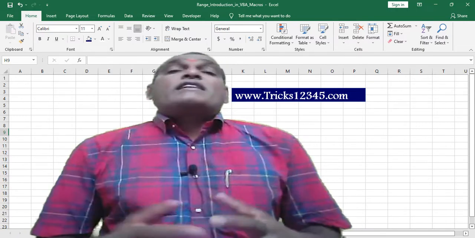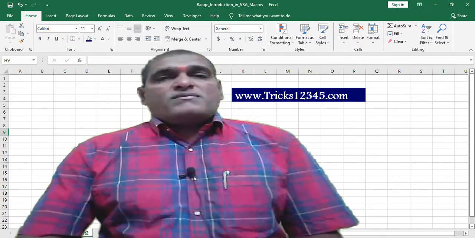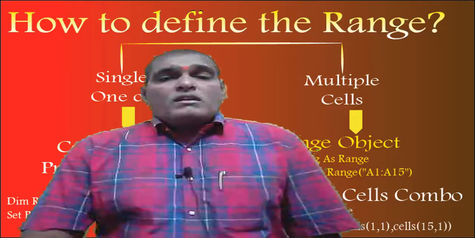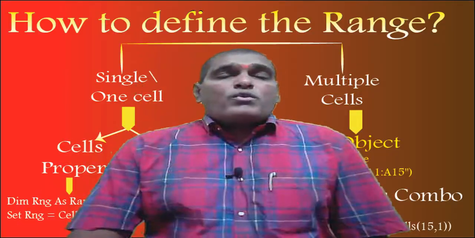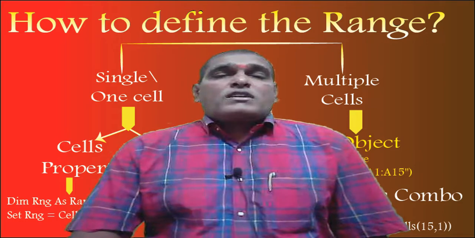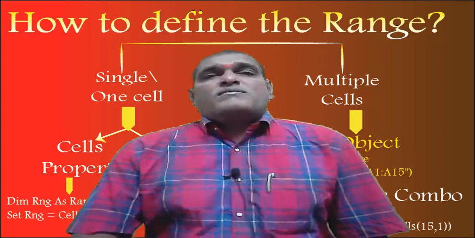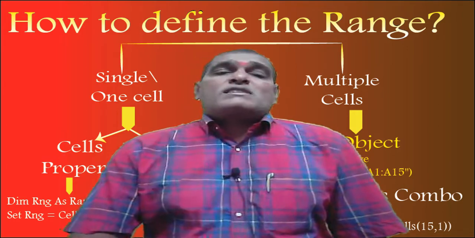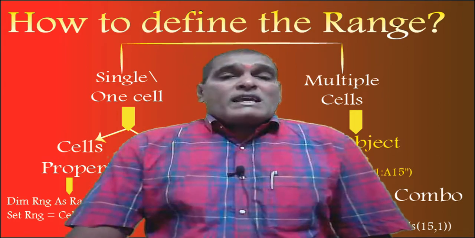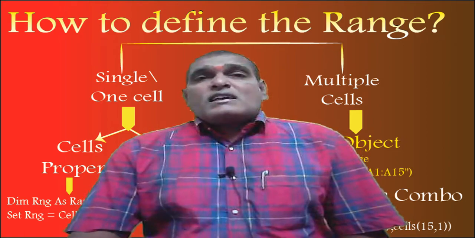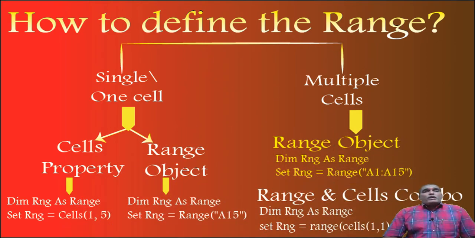Next, how to define the range in VBA macros? As previously discussed, we can classify the range in two ways. First one is single cell and second one is multiple cells, or we can say more than one cell. So let me explain with single cell. We can define the single cell range in two ways. First one is by using the cells property of the worksheet object. Second one is the range object.